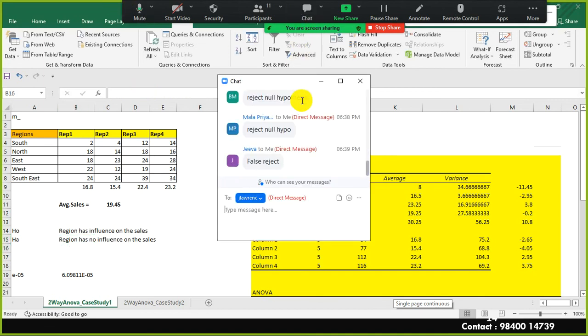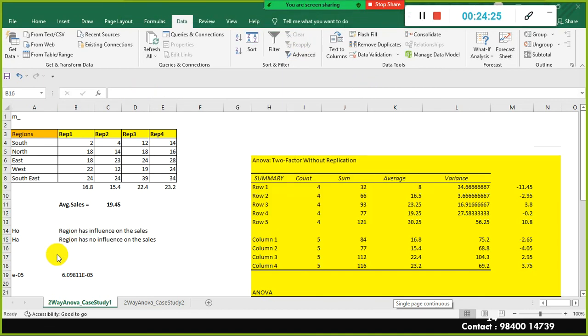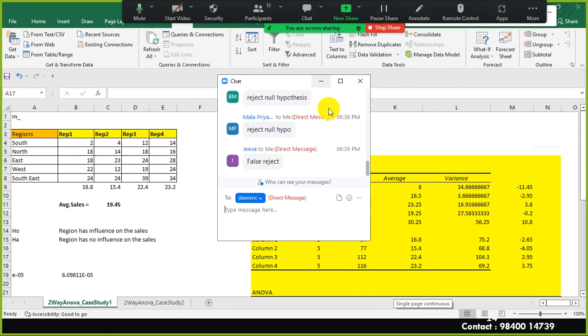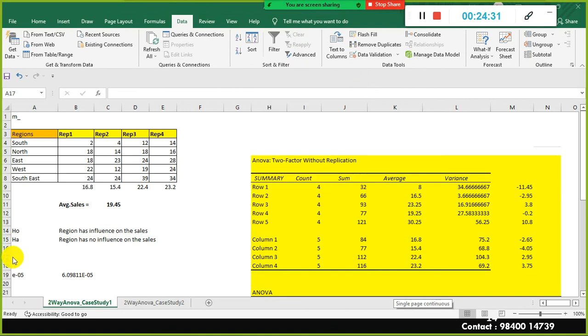So how many null hypothesis alpha? No. What do you mean by false, Jivananda? What do you mean by false reject? It's not false reject. Okay, and look here.